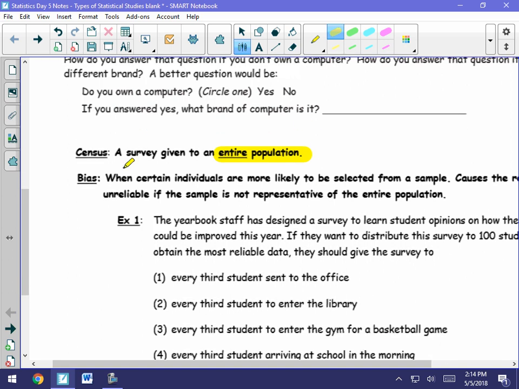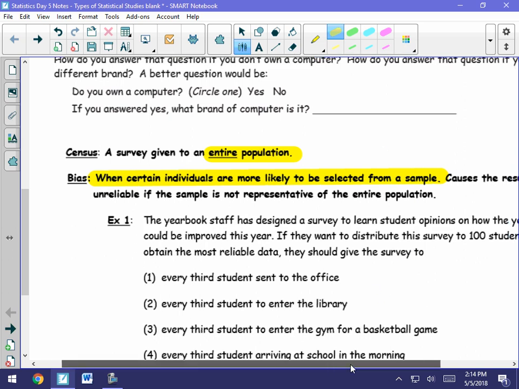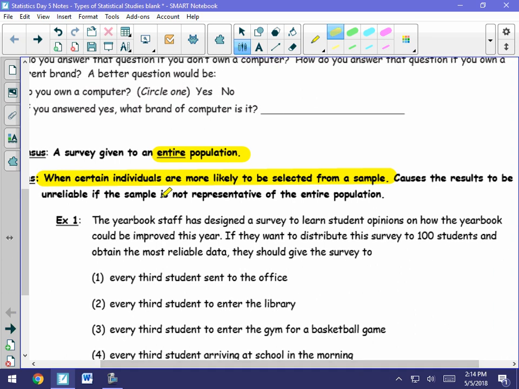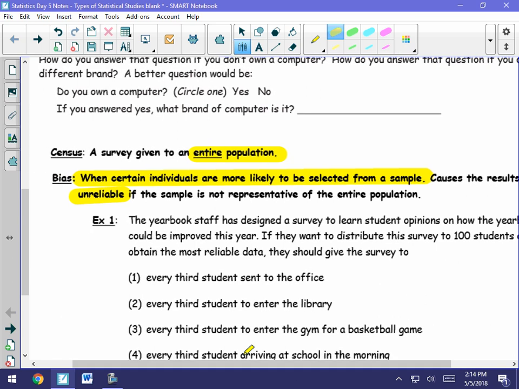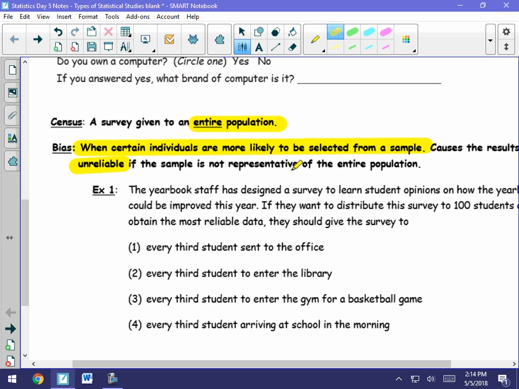So we're going to talk about the idea of bias in our statistical studies, which is a very important thing to be aware of. Bias is when certain individuals are more likely to be selected from a sample. So if you get to the point where certain people are more likely to be picked than others, then you've got a problem with your results. It causes the results to be unreliable if the sample is not representative of the entire population. So having bias in your statistical study is bad. It means that whatever results you get may not actually be true, and you wouldn't want to be making any conclusions based on that.